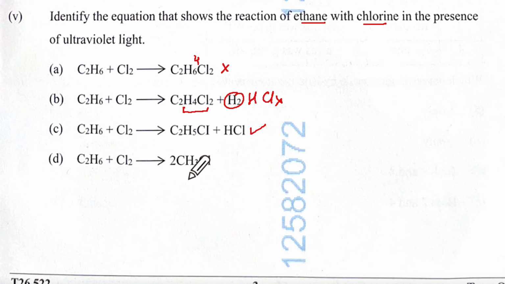This is CH3. No, this is not the correct one because there is C2H6. I should have had C2 and H something over here. You cannot have only C. All right. So correct option is C.